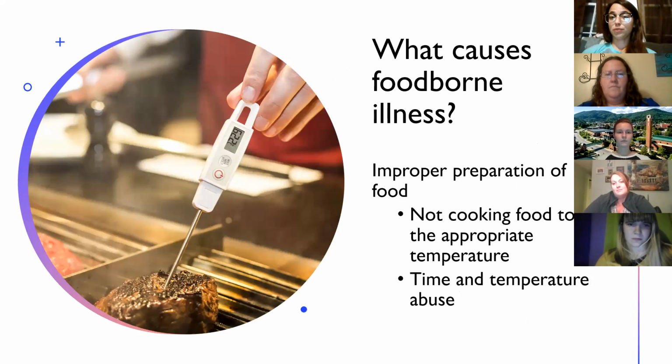So what causes foodborne illness? Well, improper preparation of food. That consists of not cooking food to the appropriate temperature and time, and temperature abuse. Now, how is this different? Well, if you have your food cooked up to the proper temperature, let's say you have chicken and you cook it to 165. If you leave it out on the counter and it dips below 135 degrees, then that enters the danger zone. So that means bacteria is able to grow rapidly on this meat. And then if you serve it to someone, they're consuming all that bacteria.